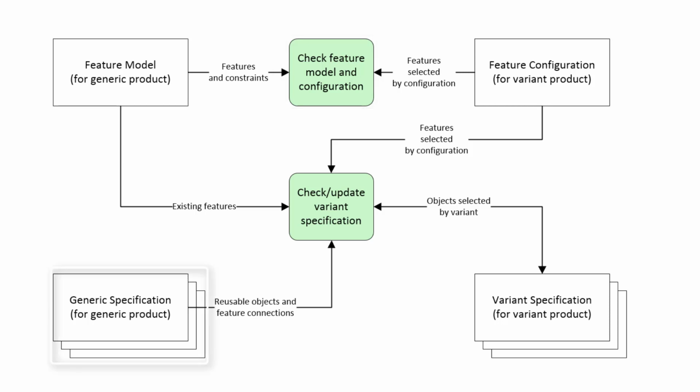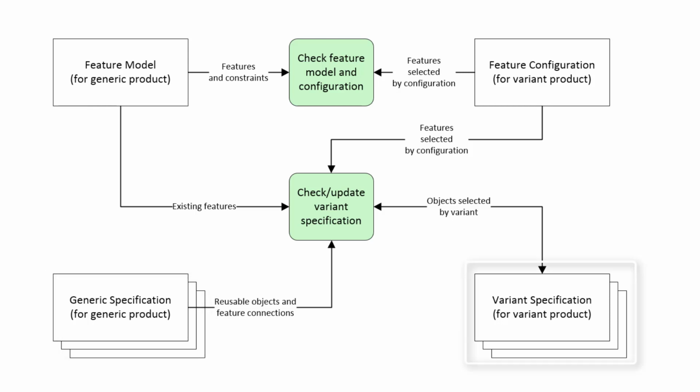To the lower left is a set of generic specifications containing reusable objects. Each such specification lives in a separate DOORS module. Each reusable object has a feature connection to one or many controlling features. This feature connection makes it possible to check that the selection in various specifications matches the selection in a feature configuration. Or alternatively, the feature connection even makes it possible to automate the selection in various specifications based on the feature configuration.